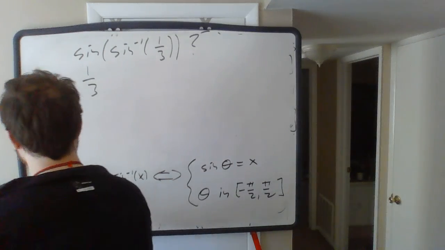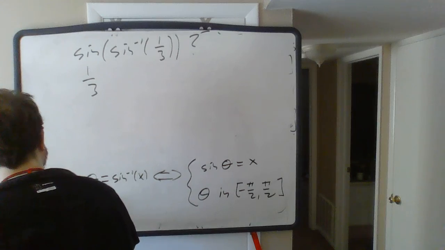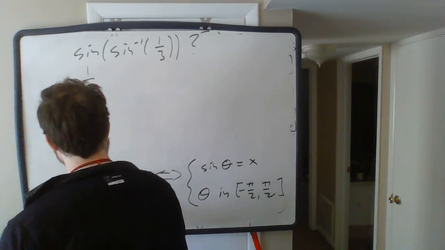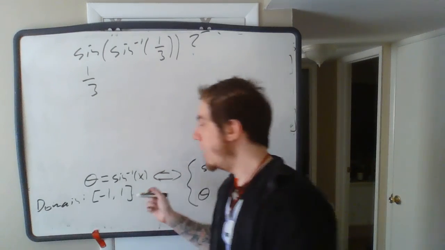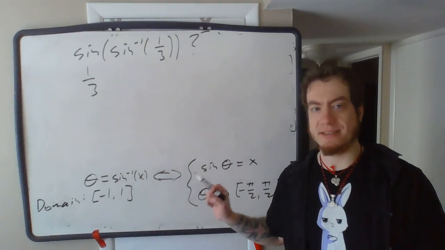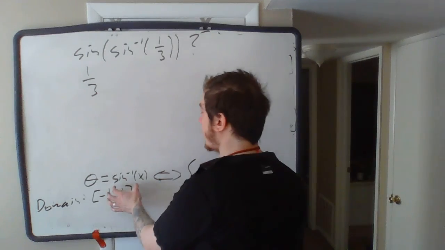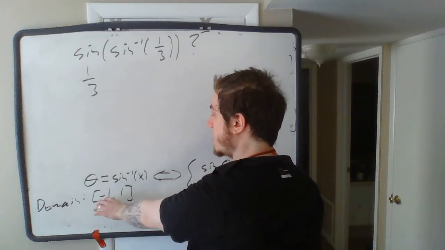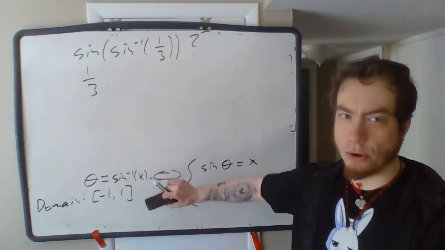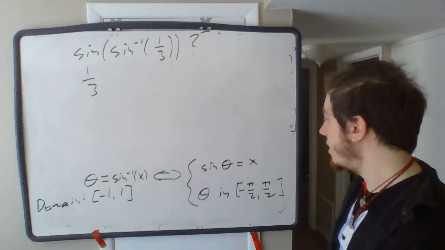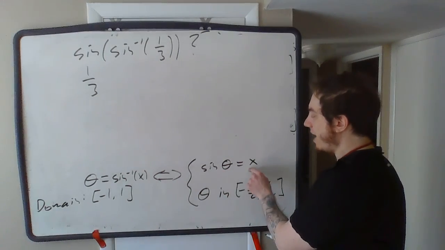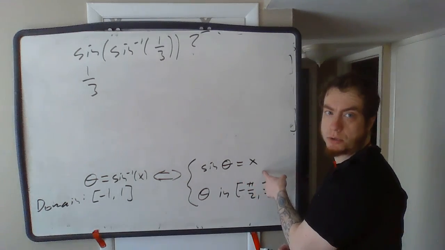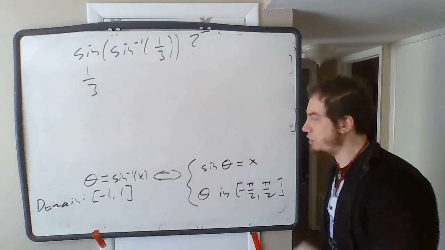Okay, so the domain is going to be -1 to +1. Why? Because that is the range of the sine function. So this inverse sine doesn't make any sense if we plug in something that's not in the interval from -1 to 1. It only makes sense if I have something in here. Otherwise, there are no angles that would give me back some number that is outside of -1 to 1 here. So it wouldn't work with this definition.